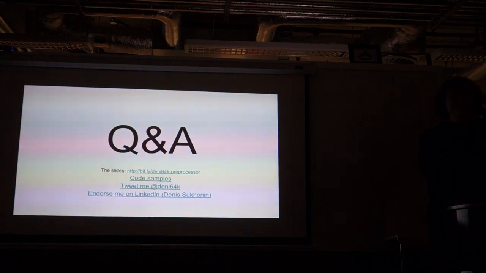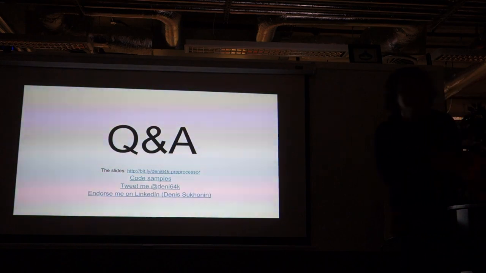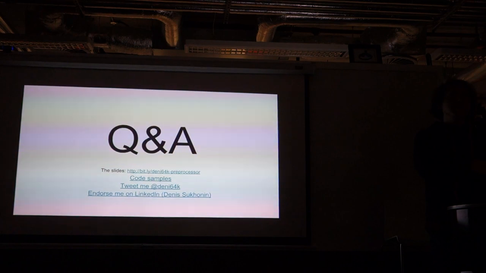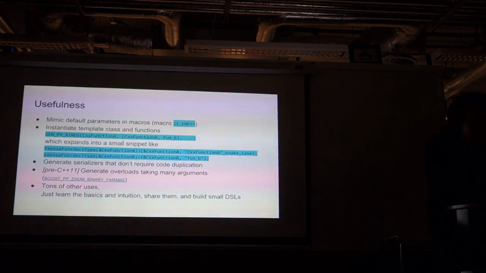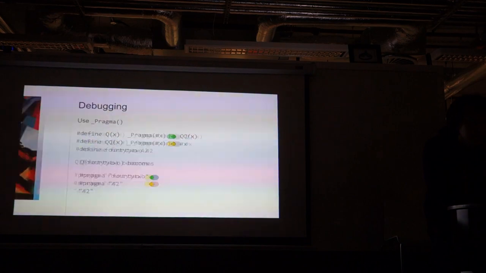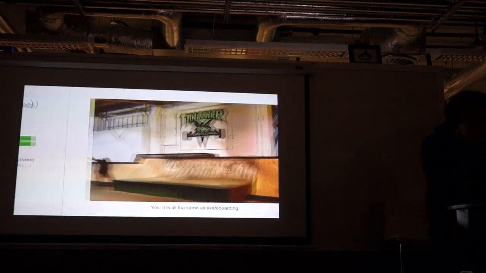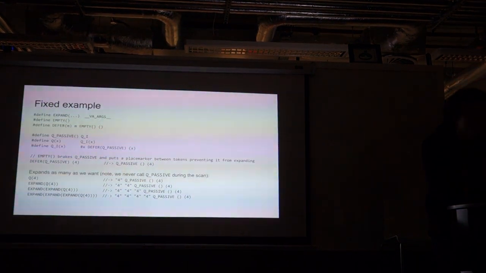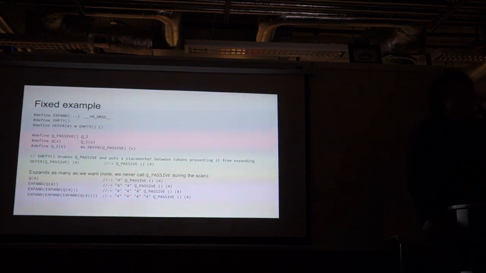I was wondering, do you know when VA_OPT was introduced? Can I speak louder? Do you know when VA_OPT was introduced? It was introduced, if I'm not mistaken, in C++11. I see that you pre-generated some code. I find your lack of Perl disturbing. Because of Haskell? Yes. Sorry, it should be C++.